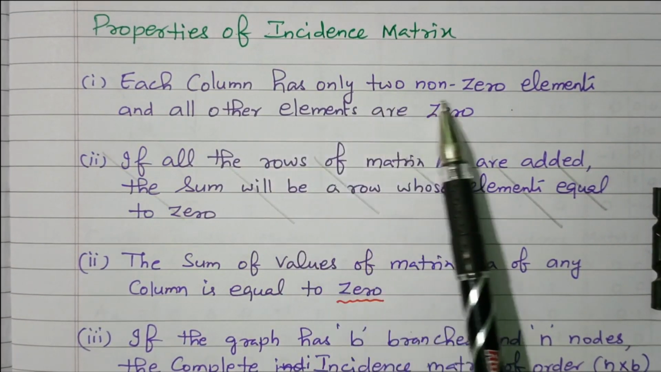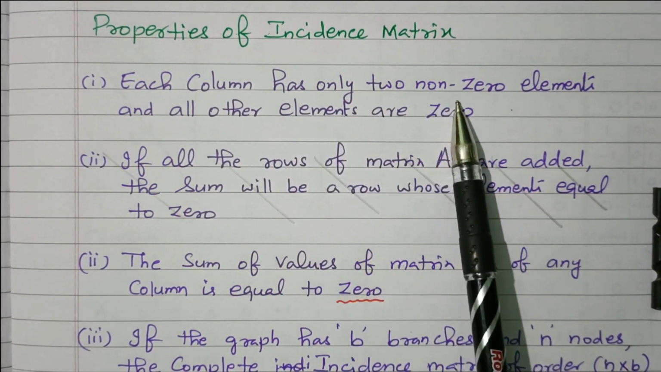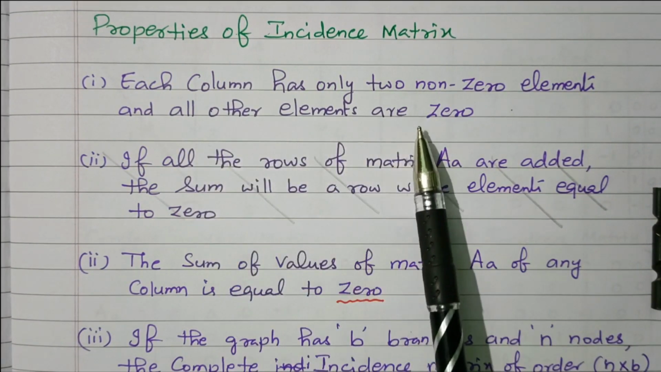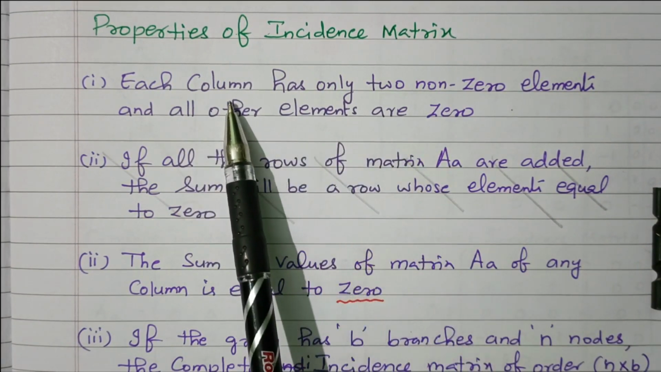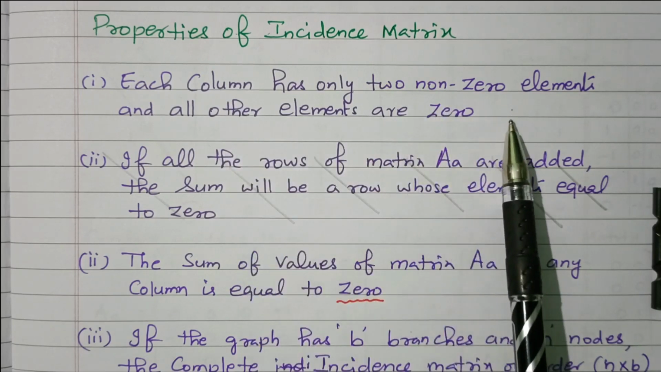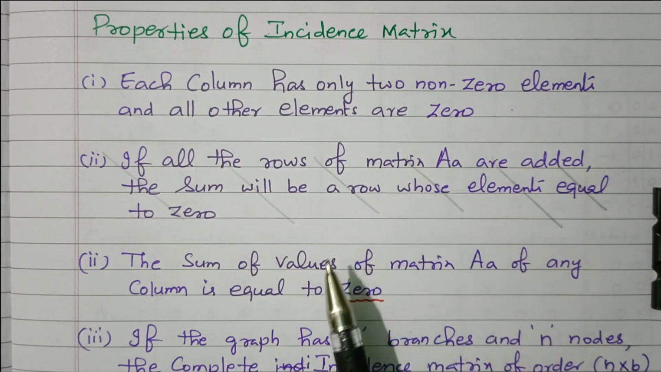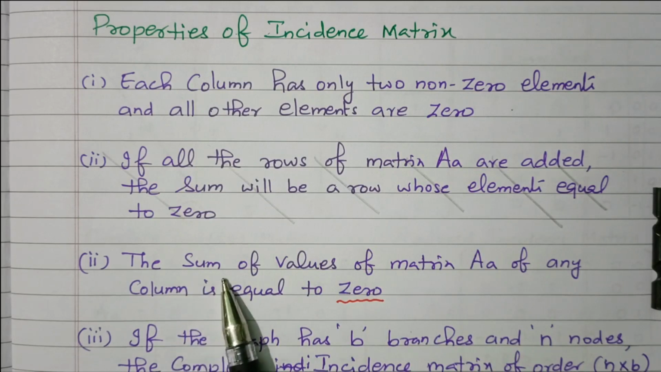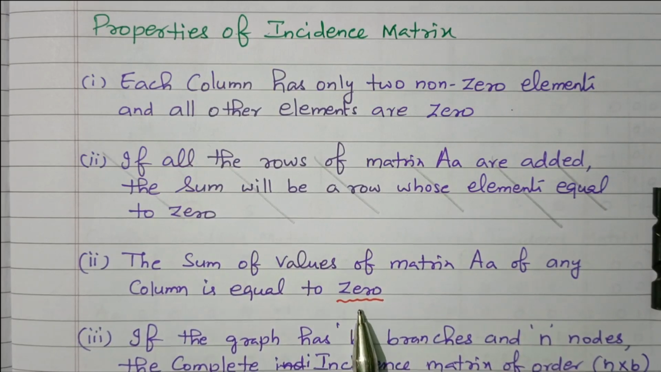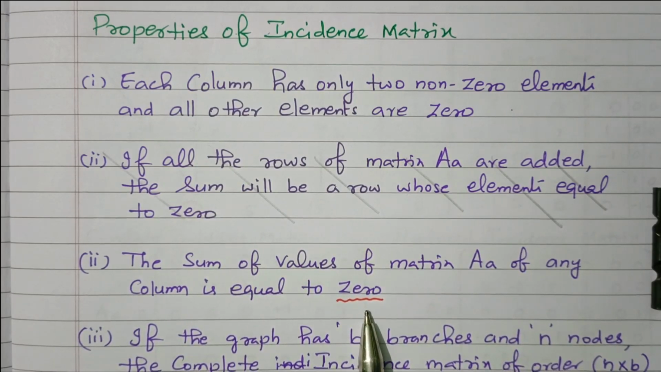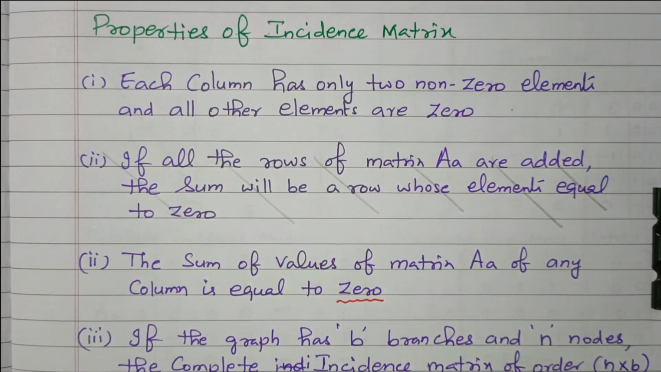Now we'll see some important properties of the incident matrix. Each column has only two non-zero elements and all other elements are 0. So in a matrix, in every column, there are two non-zero elements. Non-zero means maybe +1 or -1. All other elements are 0. And one important property is the sum of values of any column of the matrix is equal to 0. If you add the elements in any column, it is 0. That is the important property of the incident matrix. So each and every column, if you add all the elements, it will give the value as 0.